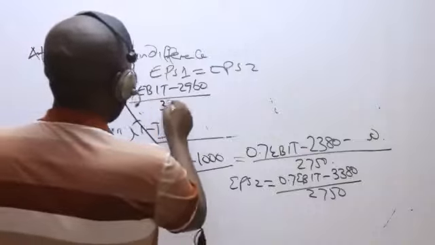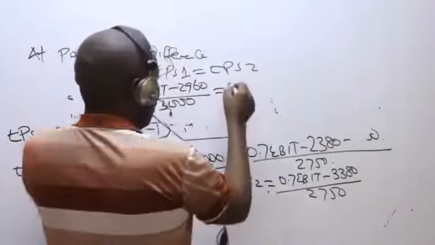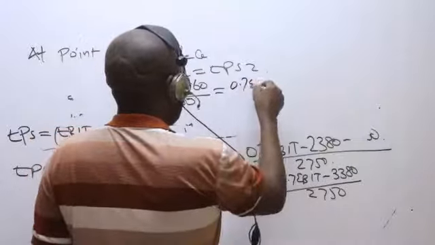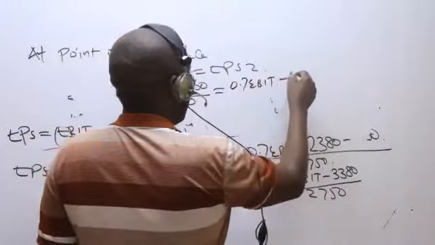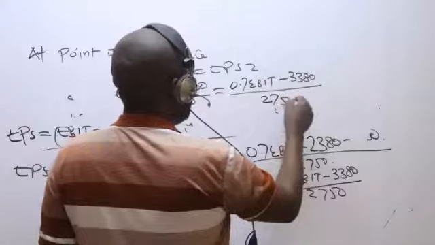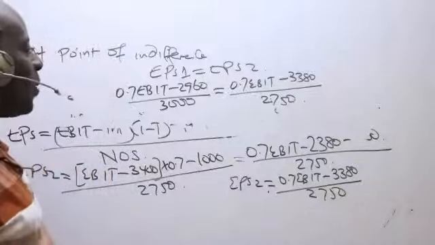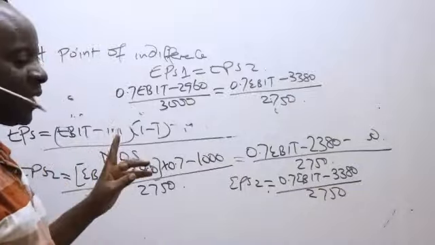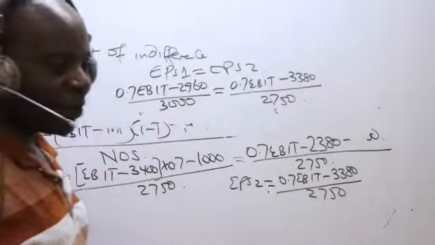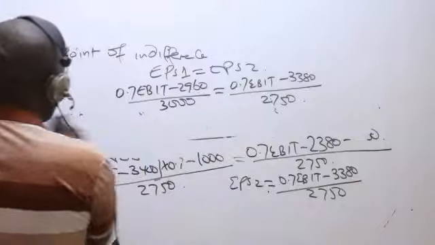All over 3,000, which will be equal to EPS2, which is 0.7 EBIT minus 3380, all over 2750. So now, from there, our role will be to make EBIT the subject of the formula. So try to cross multiply there.